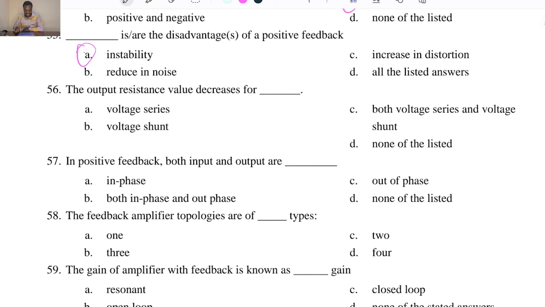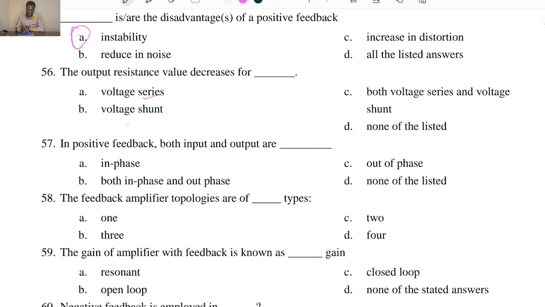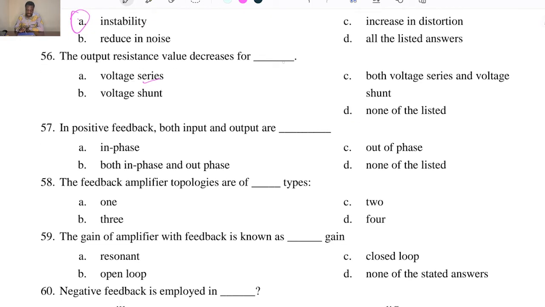Question 56, the output resistance value decreases for. When you talk about output resistance value, we know that when it comes to series connection, the input resistance will increase while the output resistance will decrease. So voltage series, the output resistance will decrease.